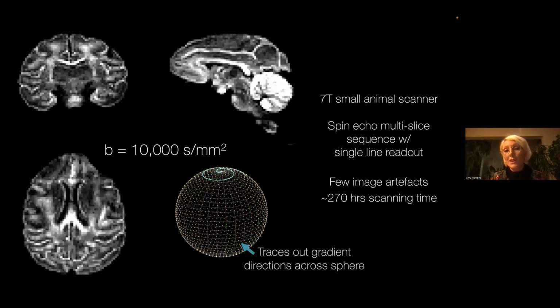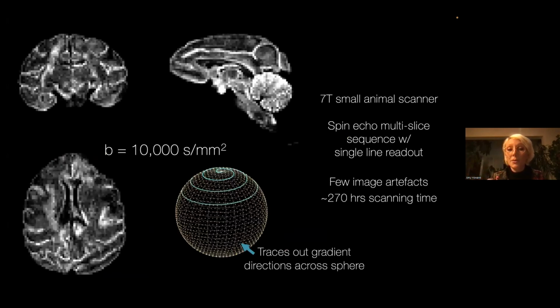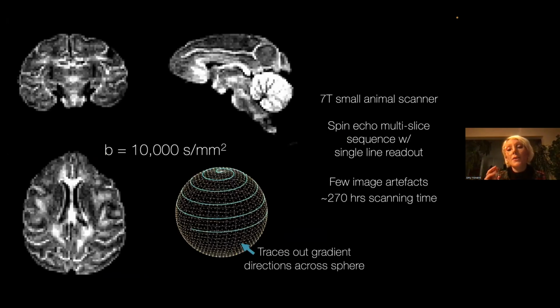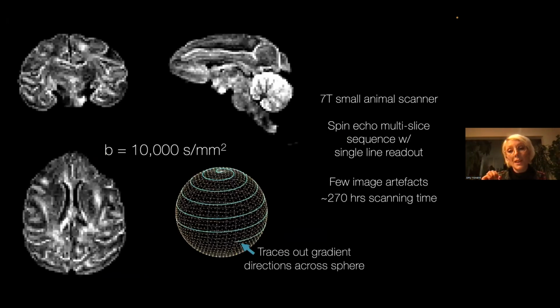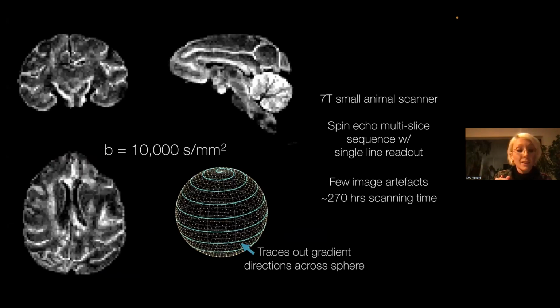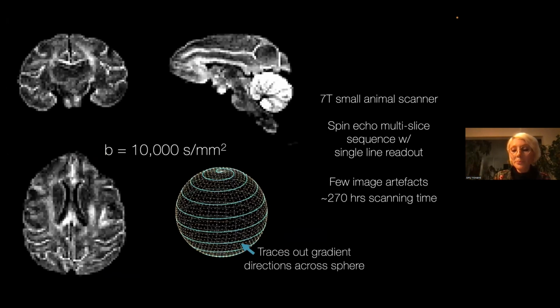So here I'm just showing different raw diffusion weighted images as we trace out this spiral on the q-space sphere. All our data was acquired on a 7 Tesla small animal scanner using a spin echo multi-slice sequence with single line readout. This sequence is beneficial because we have very few image artifacts, but it is fairly slow, resulting in around 270 hours scanning time.